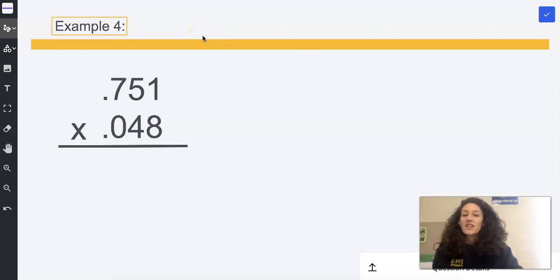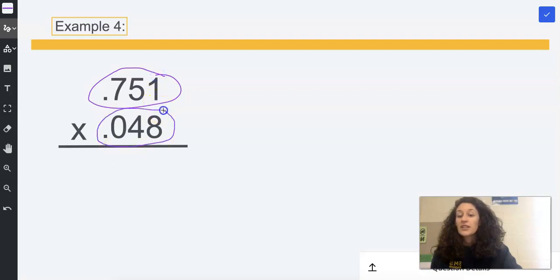Example 4. 751 thousandths multiplied by 48 thousandths. We need to make sure that we multiply every digit from this number by every digit in this number. So first I will multiply every digit from this number by the 8.